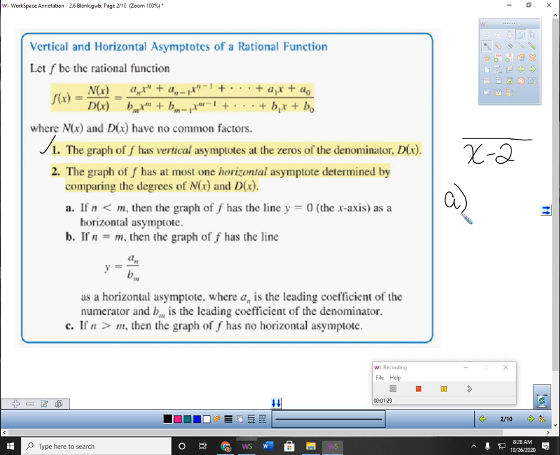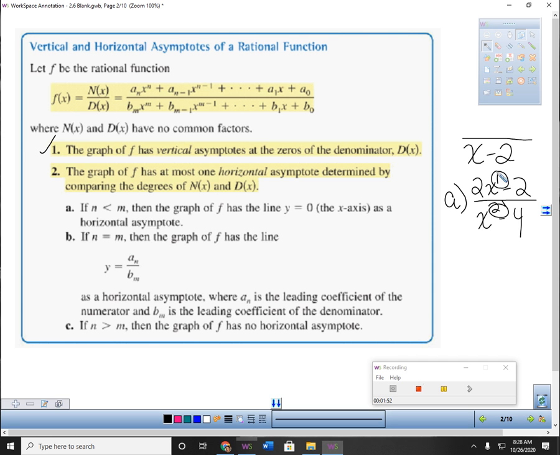is smaller than the degree of the bottom, then the graph of f has the line y equals 0. So let's say that the top is 2x minus 2, and the bottom is x squared minus 4. The degree up here would be 1, and the degree here would be 2 on the bottom. So when that happens, then I automatically know that my horizontal asymptote is y equals 0.